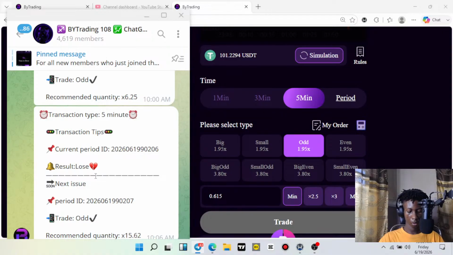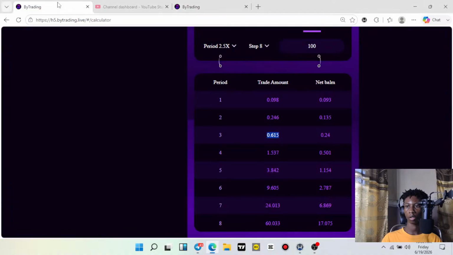Right now we are currently at the fourth phrase. This time around they told us to go with odd, and you guys should take note of this period ID. They told us to go with odd, so I'm still going to select odd, then go over to the calculator phrase, and then I'm going to trade with this amount, and this is my net gain.